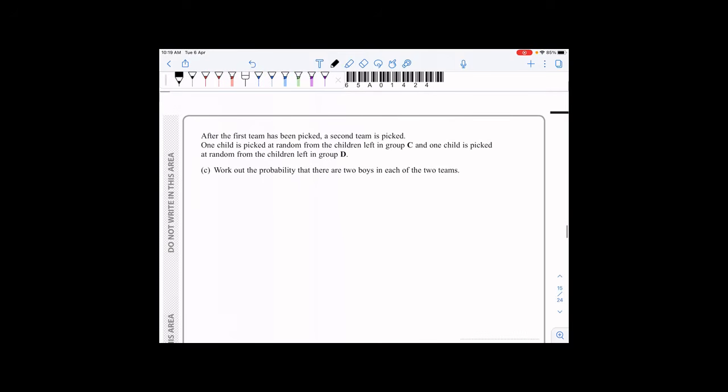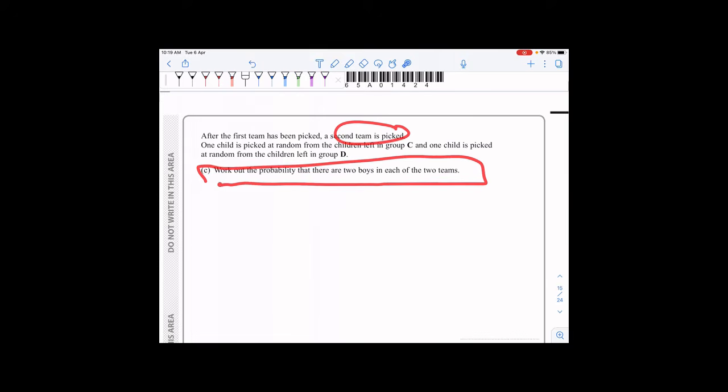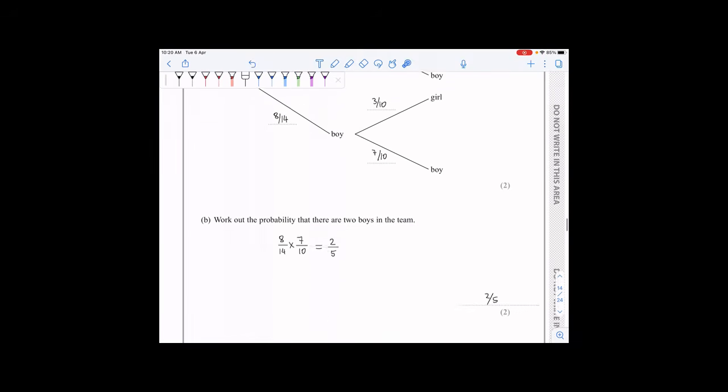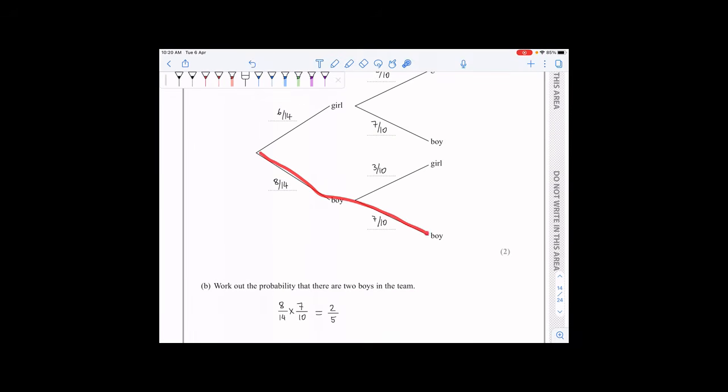Now, in part C, we are considering the possibility of picking a second team, and we are wondering what's the probability we'll end up with 2 boys in each of the 2 teams, which simply means I pick from C, I get a boy, I pick from D, I get a boy, I go back to C, I'm getting another boy and another boy from D. So if I just look at this scenario here, this is the boy-boy scenario, and I will start all over again. Now I have 13 children in C, 7 of which are boys, and 9 children in D, 6 of which are boys. So I need to go through this route 2 times.